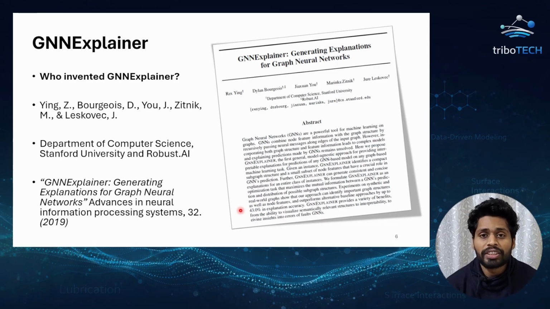So who invented GNN Explainer? This tool was invented by researchers from the Department of Computer Science at Stanford University, and they are also part of Robust.ai. They published it in the form of a research paper titled GNN Explainer: Generating Explanations for Graph Neural Networks in 2019. The paper is on your screen.